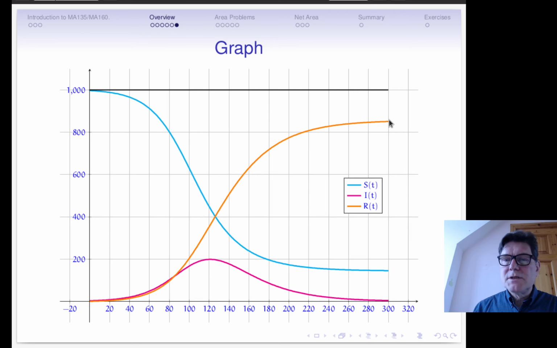We'll look in more detail at the subtle features of this model at a later stage. For now, that's it. And next, we're going to look at area problems.